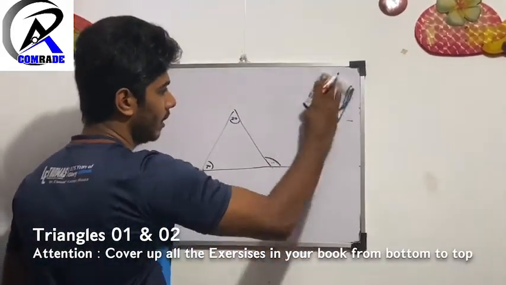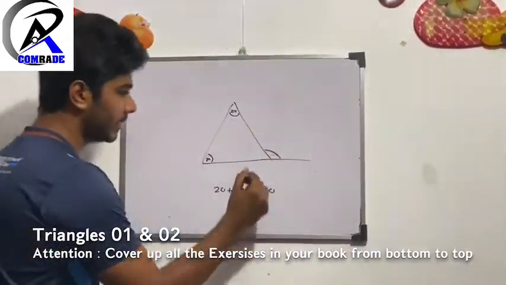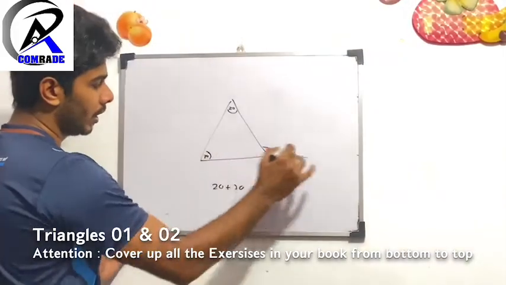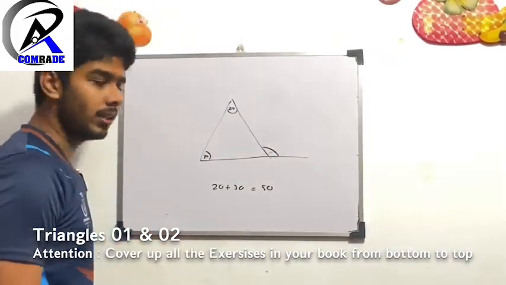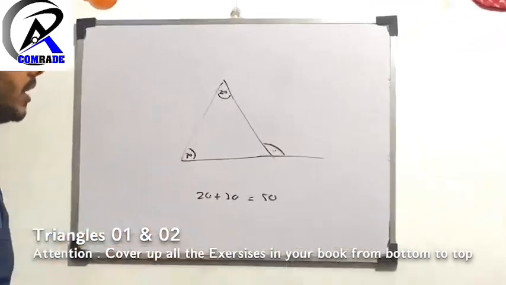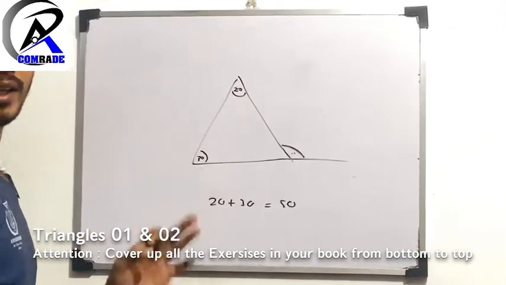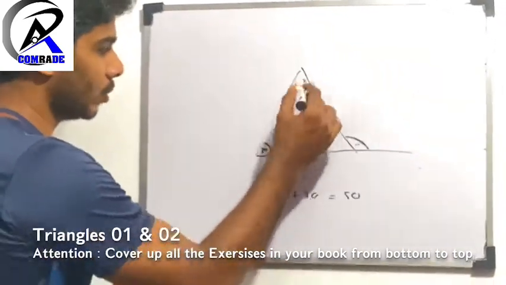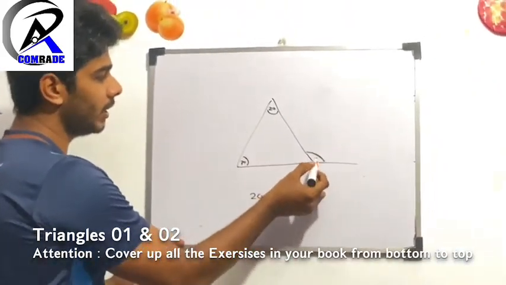We have a triangle. Okay? So in a triangle, the exterior angle which is formed from producing one side of a triangle is equal to the sum of two interior opposite angles. Sum of means the addition of two interior opposite angles.